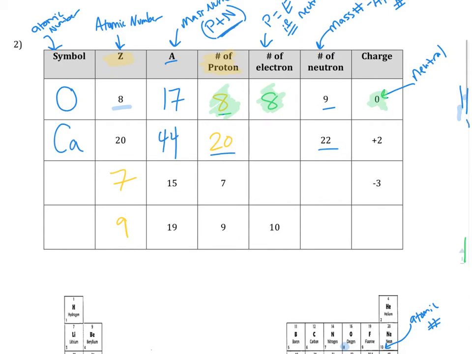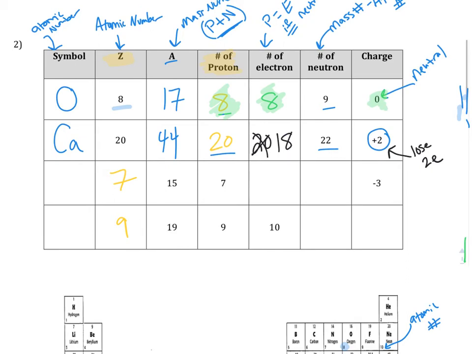Okay, now let's do the electron. Now we said the electron and the proton are the same, if the atom is neutral. But this atom is not neutral. This atom has a positive 2 charge. This is very important. If it has a positive 2 charge, it means you must lose 2 electrons. So I'm supposed to have 20 electrons because they're supposed to be the same, but I don't have 20. I lose 2, so I have 18.